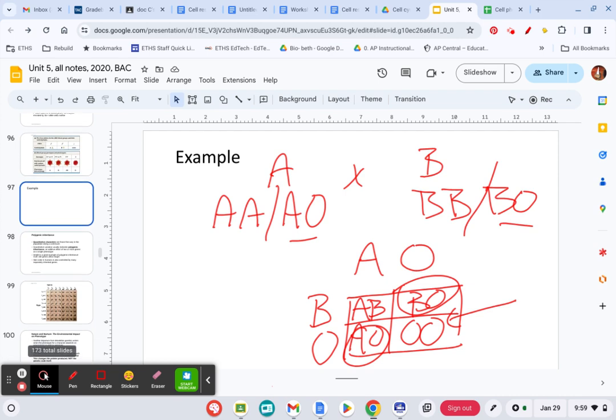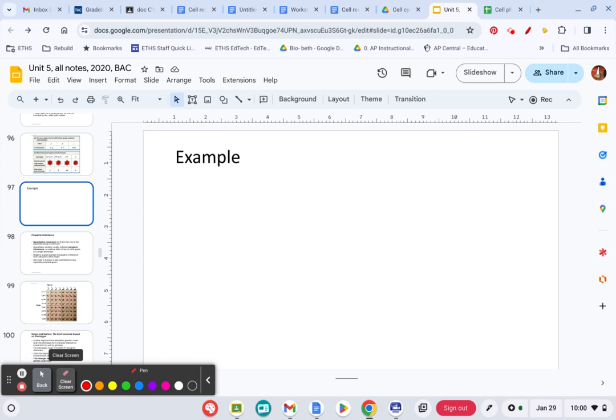Question that usually comes up. Go ahead, Nate. What does it mean when you're B minus? Thank you. Question that usually comes up is positive versus negative. I was hoping somebody would bring it up. Let me just click this off here. Pen, clear screen. There we go.